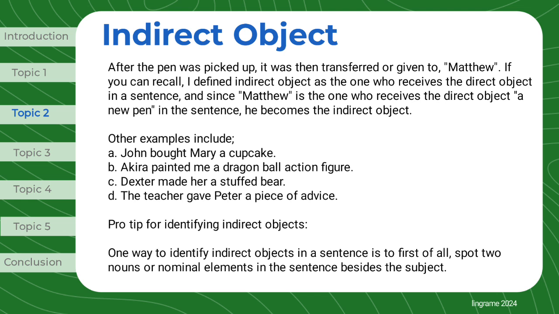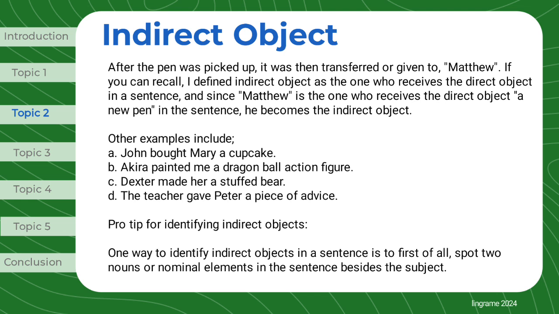If you can recall, I defined indirect object as the one who receives the direct object in a sentence, and since Matthew is the one who receives the direct object, a new pen, in the sentence, he becomes the indirect object. Other examples include, John bought Mary a cupcake. Akira painted me a Dragon Ball action figure. Dexter made her a stuffed bear. The teacher gave Peter a piece of advice.